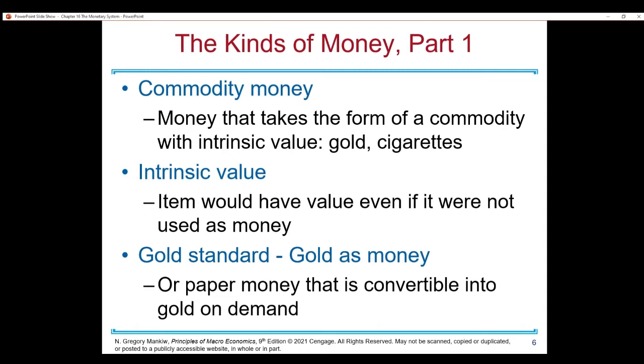Now, there are other types of commodity, right? Gold is a very good example, but maybe one you may not think of is cigarettes. What kind of money would be used in a prison? In prisons, they want to use a type of commodity money. They don't really have fiat money. They're not going to print money.